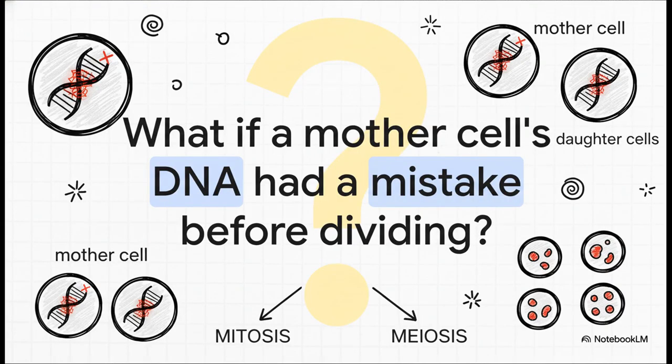And I will leave you with a final question to think about. We've learned that daughter cells are basically copies. So what might happen if the original mother cell had a small mistake, what we call a mutation, in its DNA before it divided? What would be the result, both in mitosis and in meiosis? That's something for you to think about.